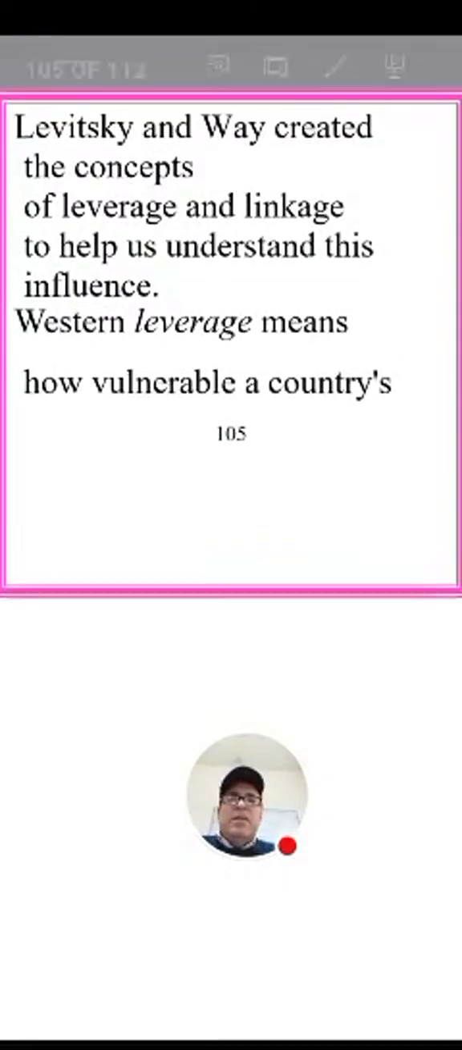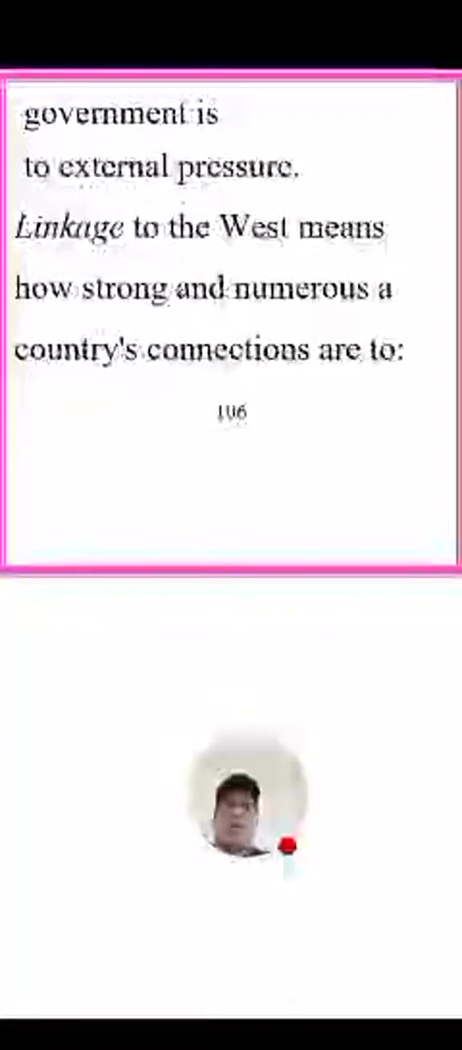Okay, next, understanding external pressure. Levitsky and Way created the concepts of leverage and linkage to help us understand this influence. Western leverage means how vulnerable a country's government is to external pressure. Linkage to the West means how strong and numerous a country's connections are to the United States, the European Union, and Western led global institutions. These are linkages.